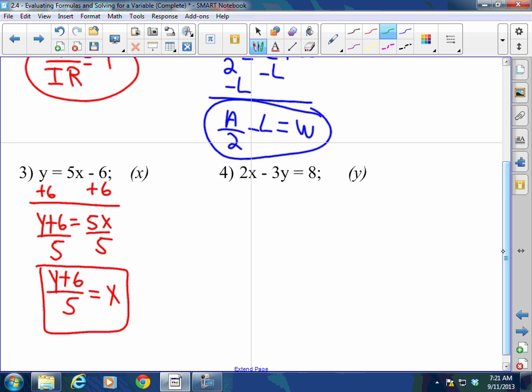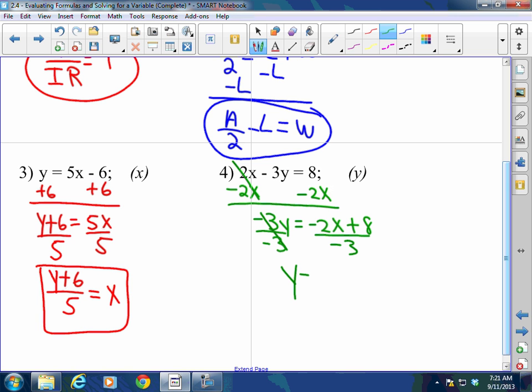Number 4, I got 2x minus 3y equals 8, and I want to solve for y. Okay, I want to isolate y. Got a two-step equation here. I got a positive 2x being added to negative 3y. So I'm going to get rid of that 2x by subtracting 2x to both sides, because I undo addition and subtraction first. That cancels. I got negative 3y equals negative 2x plus 8. I want to solve for y. Negative 3 is being multiplied to y, so I divide negative 3 to both sides. Y equals negative 2x plus 8 over negative 3.